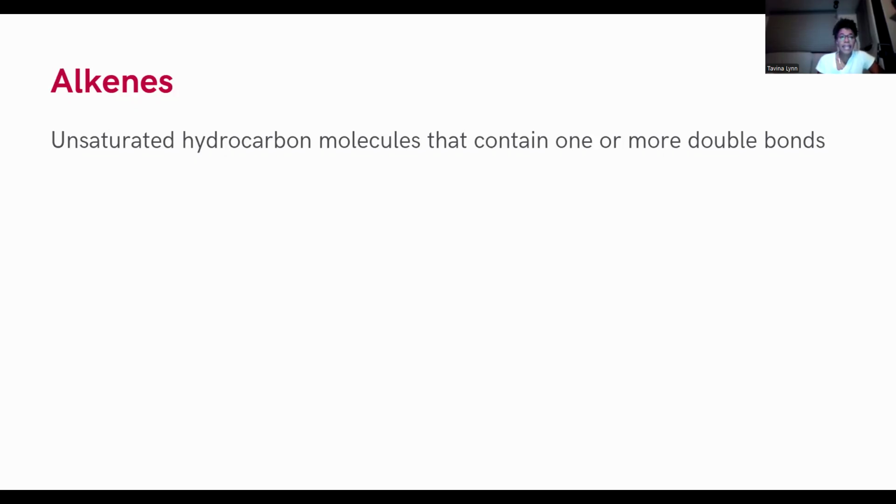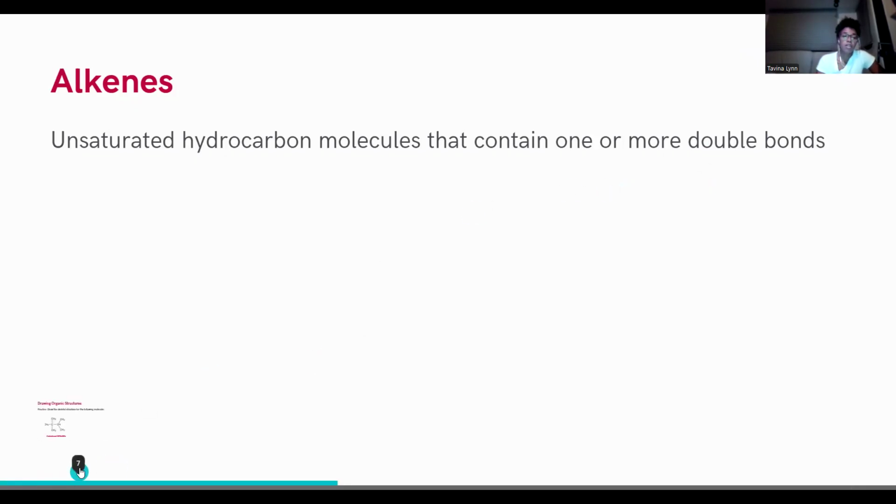We talked about alkanes. Now we're going to go to alkenes. Alkenes. So these are unsaturated hydrocarbon molecules that contain one or more double bonds. So think less hydrogens on that carbon because you have some double bonds.